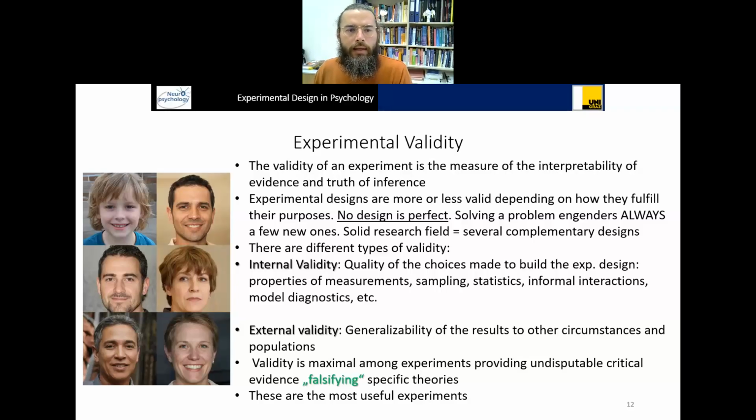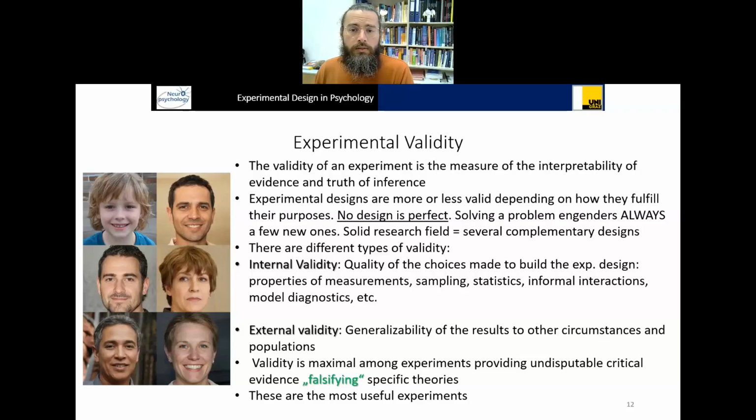And let's define that again. So validity of an experiment is the measure of the interpretability of evidence and the truth of inference. So it is multidimensional. So there are many aspects of validity you have to consider. And when comparing different studies with each other, you observe that different experimental designs have an emphasis on specific aspects of validity. There is no perfect design in which you are able to maximize all aspects of validity simultaneously.